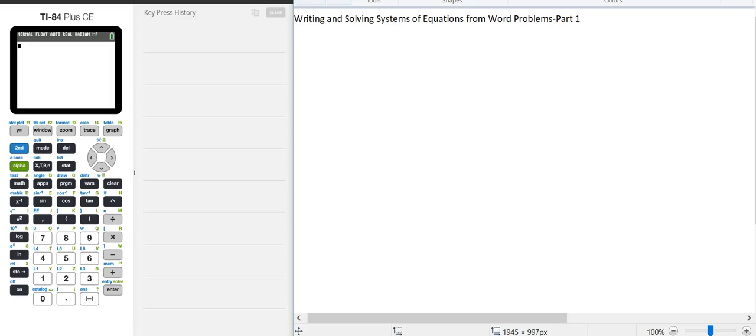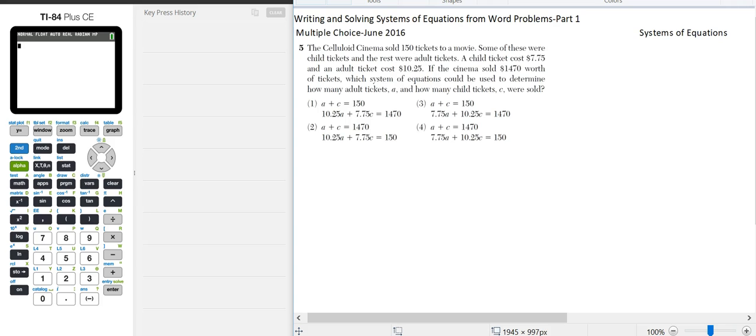This is Writing and Solving Systems of Equations from Word Problems, Part 1. In this video, we're going to look at 3 past Regents questions related to the topic of writing and solving systems of equations from word problems so that we can learn how to do this. The first question we're going to look at is question number 5 from the June 2016 Algebra 1 Regents.